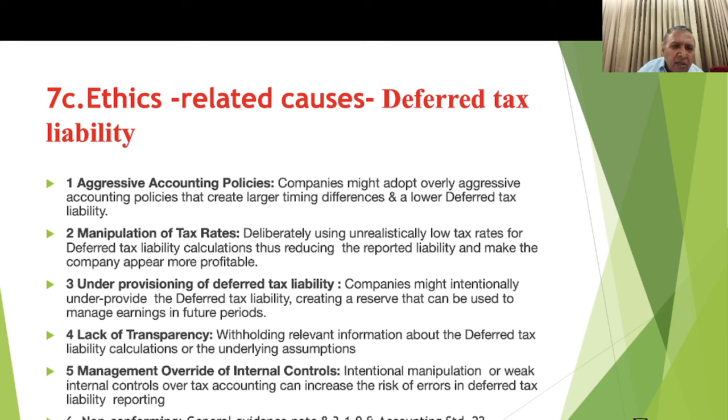Manipulation of the tax rates. Third is under provisioning of deferred tax liabilities. Companies might intentionally underprovide the deferred tax liabilities, creating reserves that can be used to manage earnings in future. Lack of transparency, management override of internal controls. For example, intentional manipulation or weak internal controls over tax accounting can increase the risk of errors in the deferred tax liability reporting. And lastly, non-conformance related to the statutory requirements, General Guidance Note number 8.3.1.9 and Accounting Standard 22.